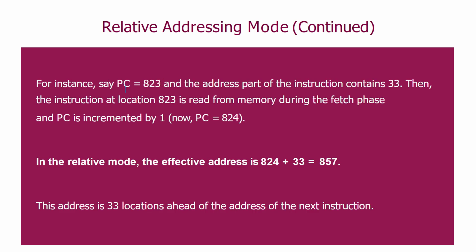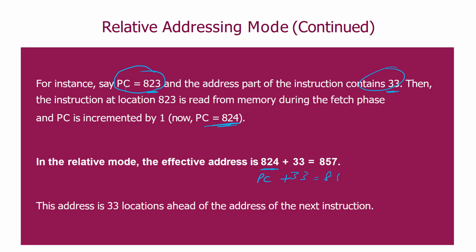Now for instance, let's say PC is equal to 823 and the address part of the instruction contains 33. Then the instruction at location 823 is read from the memory during the fetch phase and PC is incremented by 1. Obviously I told you that when some instruction is fetched, suppose instruction at PC equal to 823 is fetched, by the time it is fetched it is incremented to 824. So in the relative mode, the effective address will be the current value of PC plus the address which was 33.